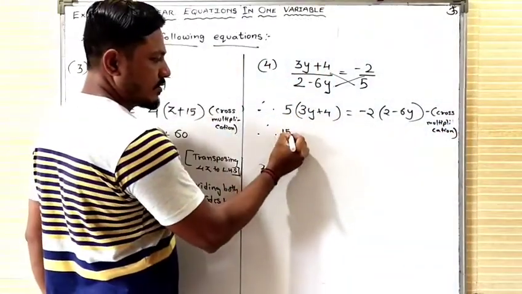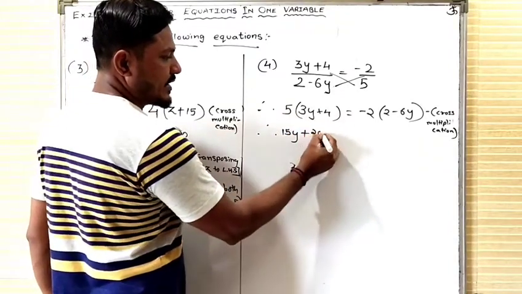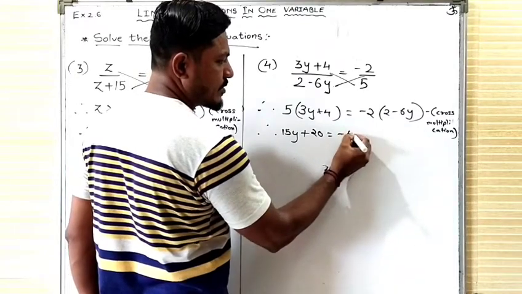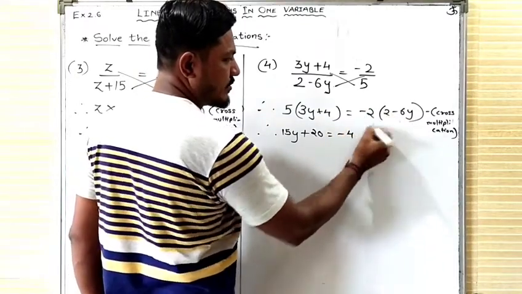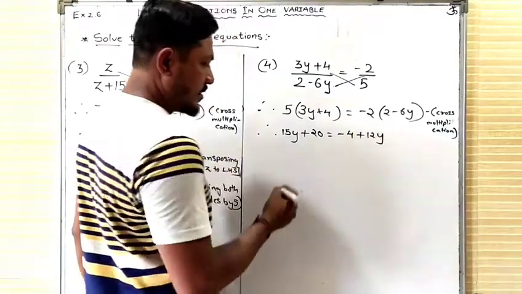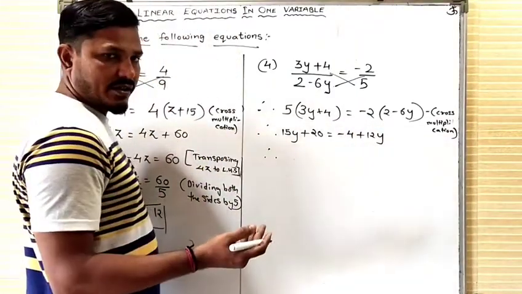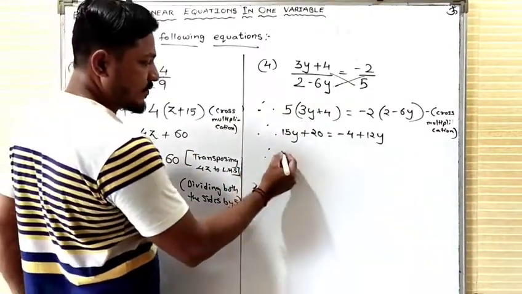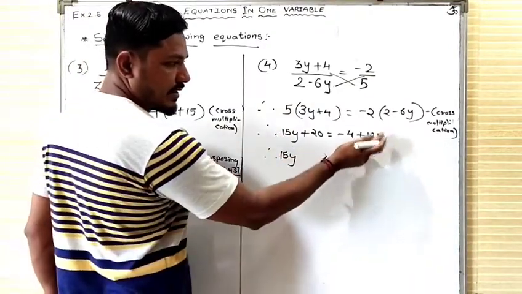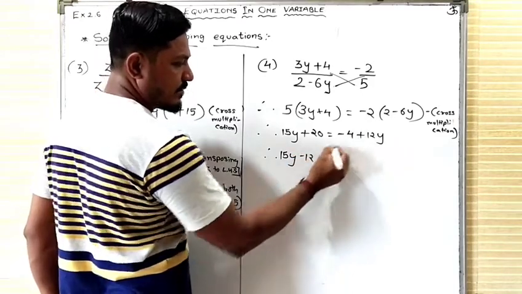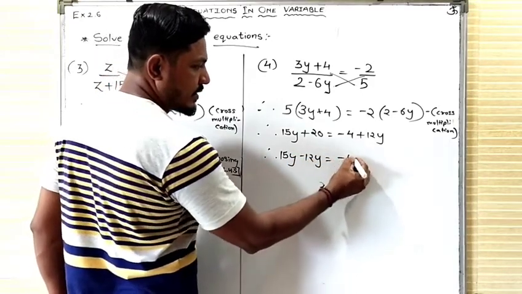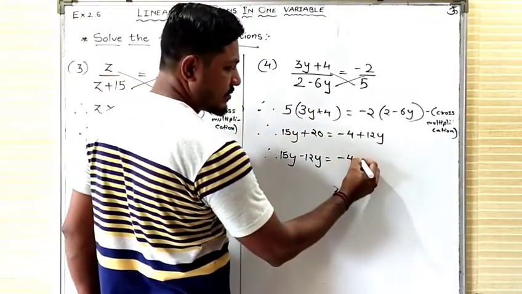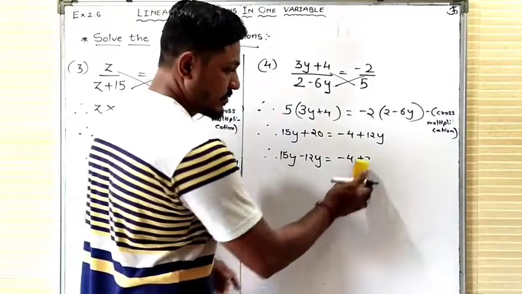3 5s are 15, 4 5s are 20, 2 2s are 4, negative into positive is positive, 2 6s are 12, negative into negative is positive. Then you have to apply the transposition method, as you have to bring all the variables toward any one side. Here 15y is there. What I will do, I will bring this 12y toward my left, so positive will become negative. And you already have negative 4. Try to transpose this positive 20 toward your right, so positive will become negative.